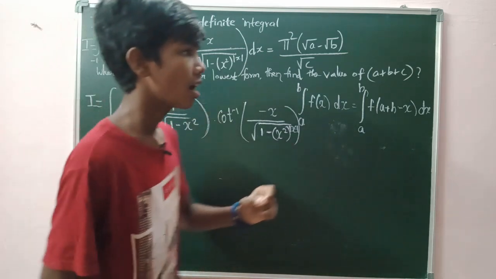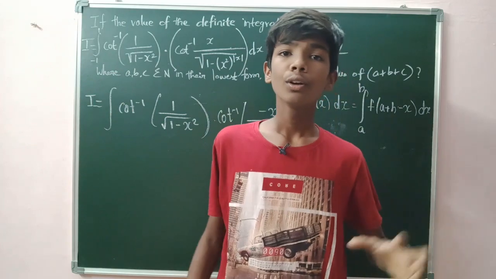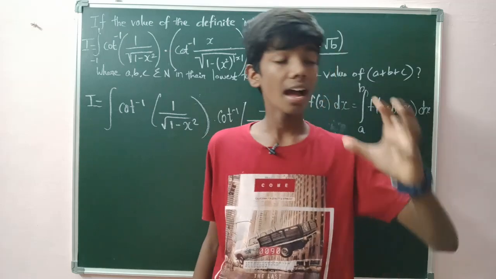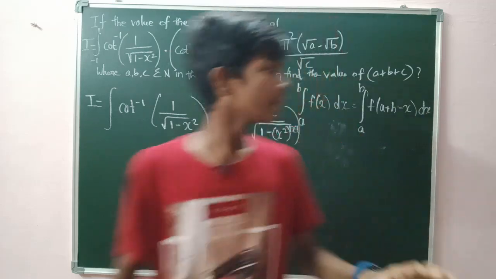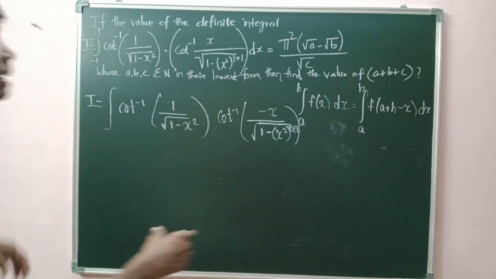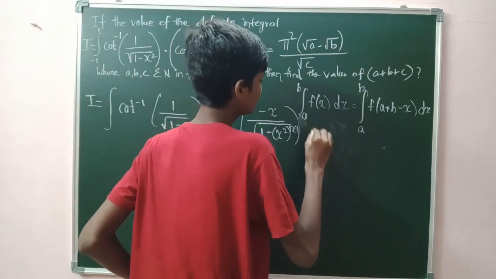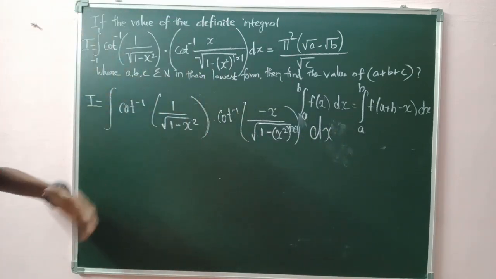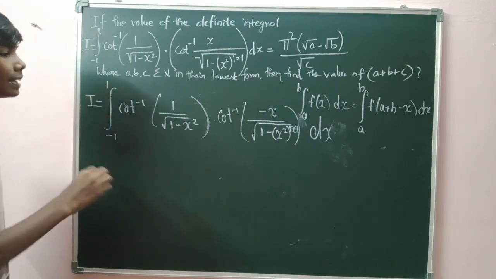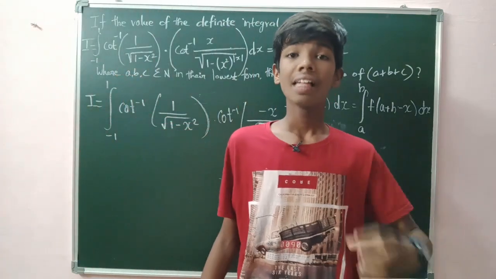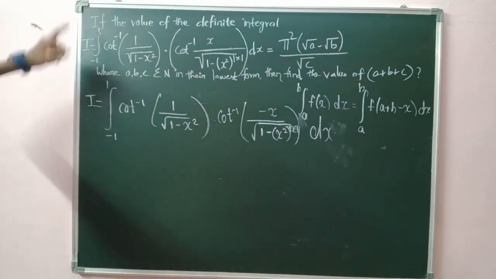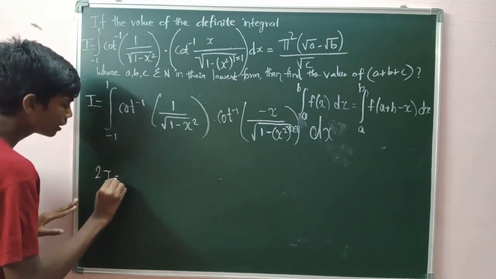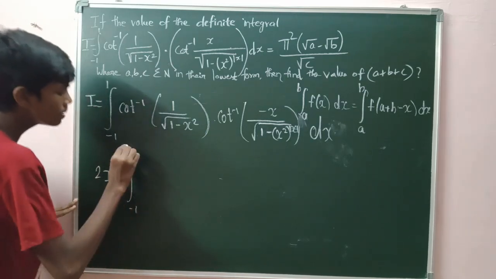Now I'm sure you know what the next step is. After King's rule, the integral which we got is the simplified form, and I can't simplify further just like that because I can't use any other property. Therefore, you can just add these two integrals. I plus I is 2I, with the same limits from minus 1 to 1.